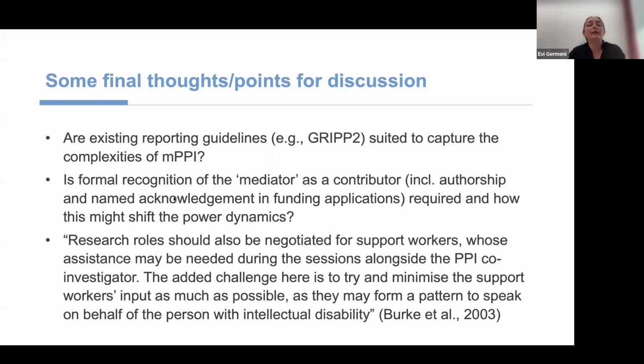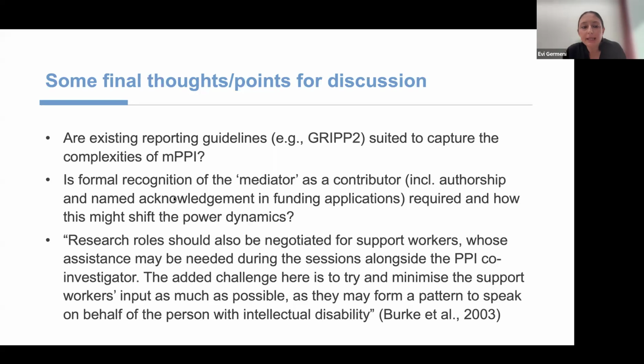A thing that I was thinking when I was preparing this presentation is whether existing reporting guidelines for PPI, such as GRIP2, for instance, are suited to capture the complexities of mediated PPI. And another obvious question is whether the formal recognition of the mediator, the support worker in this case, as a contributor in the project, including co-authorship and named acknowledgement in funding applications, is required now that the role of PPI in health and social care research is expanding, and how this might shift the power dynamics.